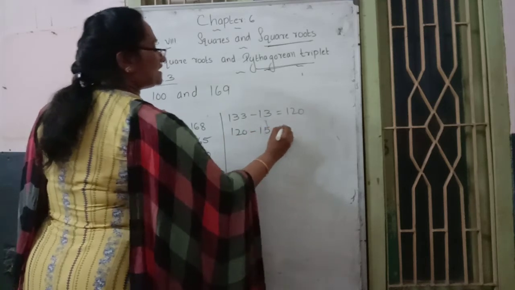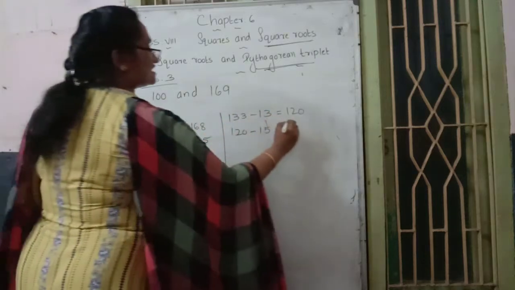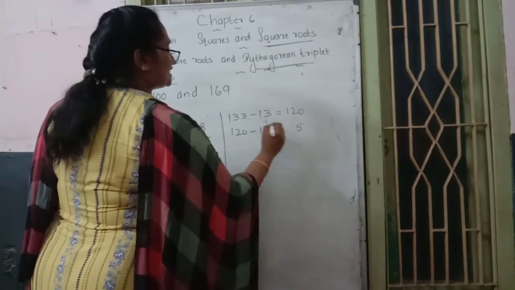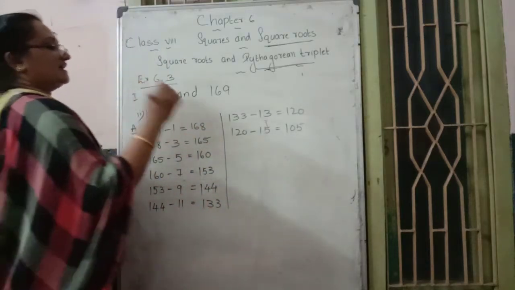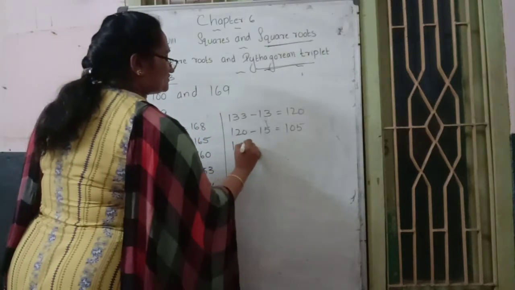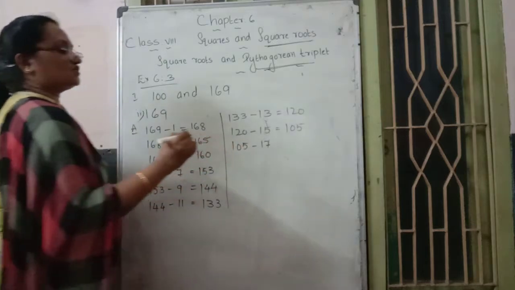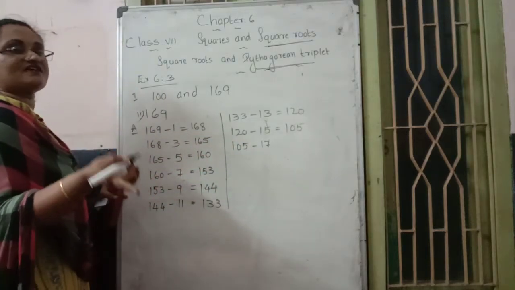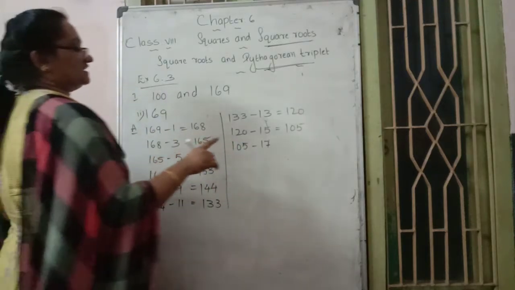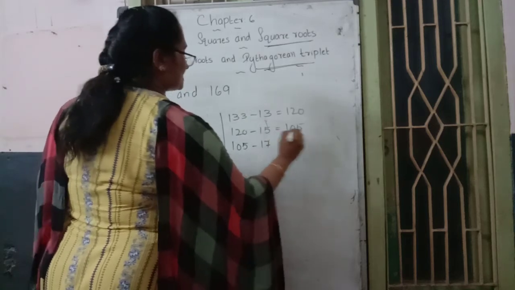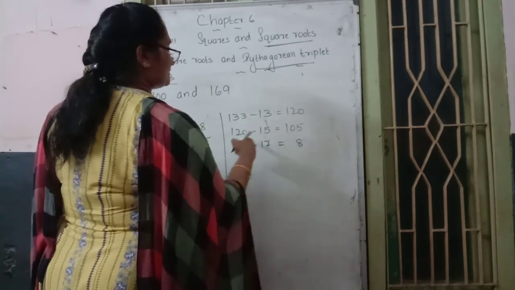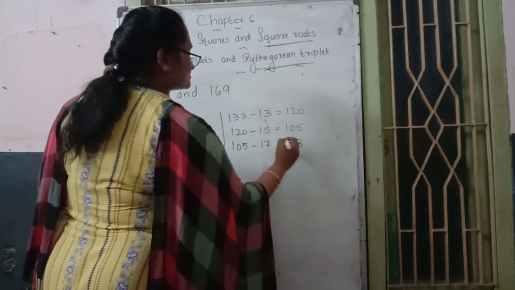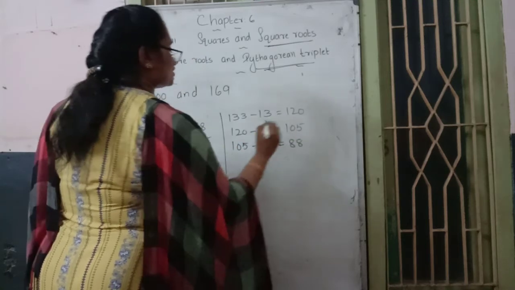Again 120 is subtracted with the next odd number, 15. 10 minus 5 becomes 5. Here 1 minus 1, 105 is the answer. Again 105 is subtracted with the next odd number. Which is the next odd number? 16 is an even number. The next odd number becomes 17. So 105 minus 17: 15 minus 7 becomes 8. Here 9 minus 1 comes to be 88.